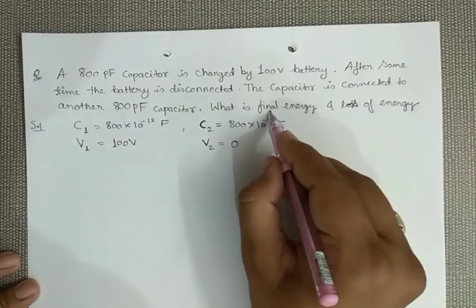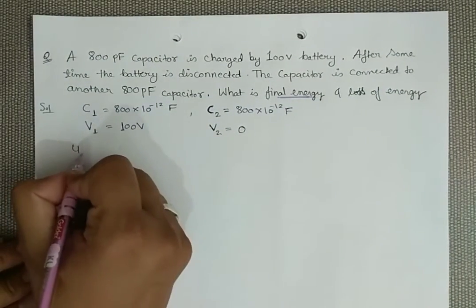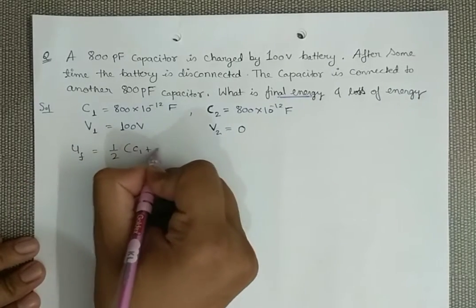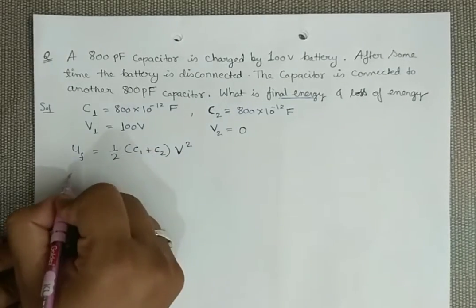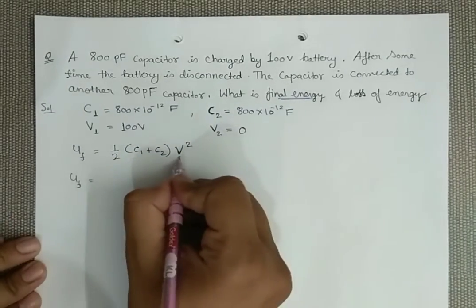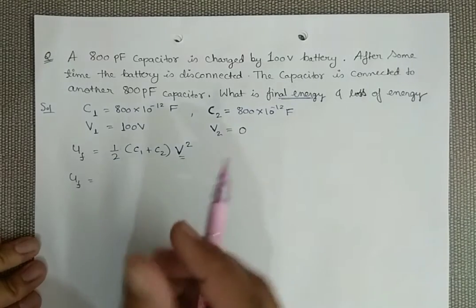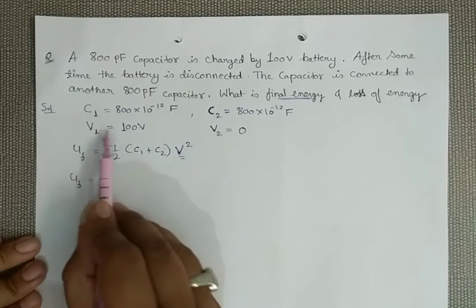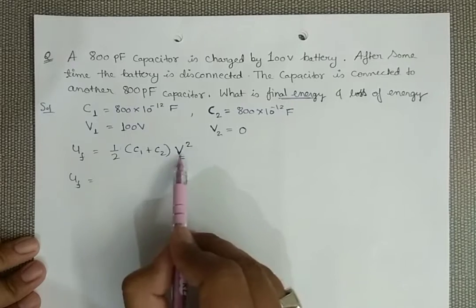Now what you have to find is the final energy. So remember, your final energy is half (C1 plus C2) times V squared. And if you remember, what is this V? This V is your common potential, which means first of all you require the value of common potential. Don't put 100. 100 is your V1 and V2 is 0. I have to find the common potential.